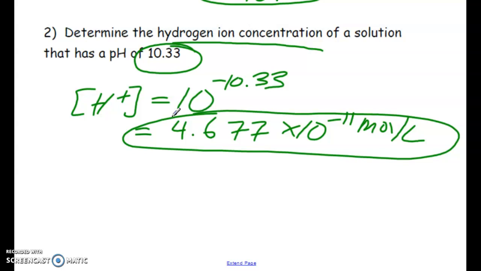These calculations can become even more complex than this. This is just your grade 11 introduction. In grade 12, you'll learn a little bit more about pH. So this is your opportunity to practice and see how you do.